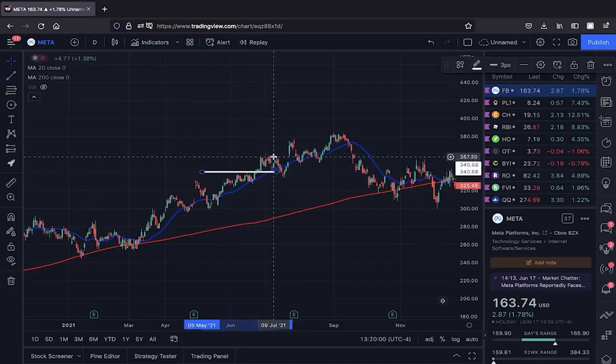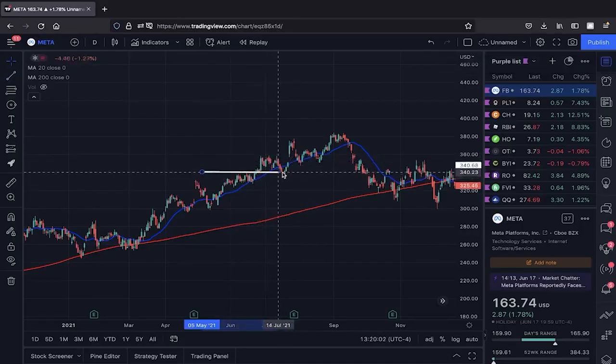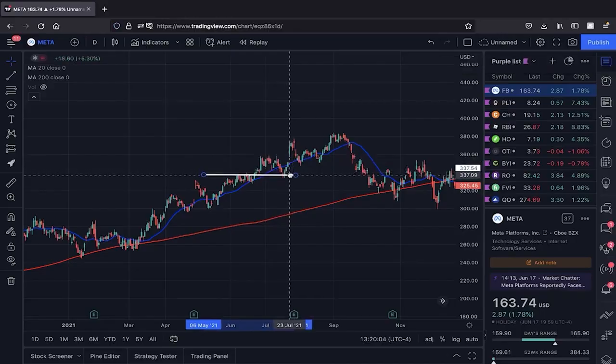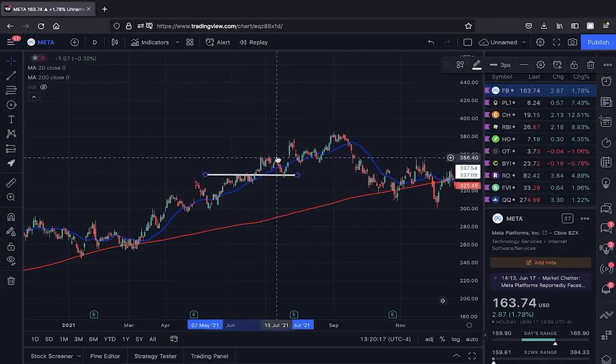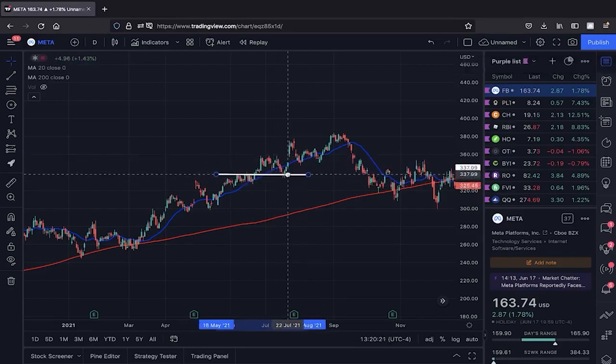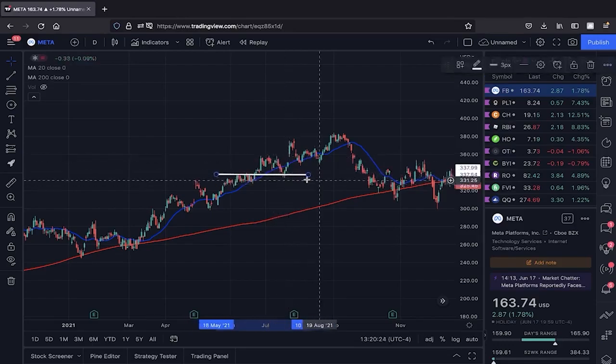But notice how when we actually had a pullback, it pulled back, maybe not exactly to this resistance, but around in that area. So this is a great example of resistance now becoming support on the pullback. And that's what we want to see. We want to see the pullback actually pull back to the previous resistance, which was right here. So this is a great example.